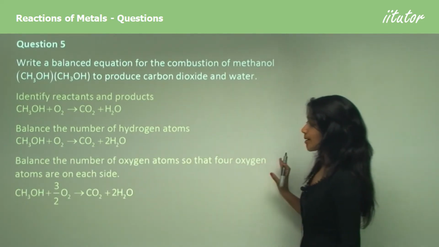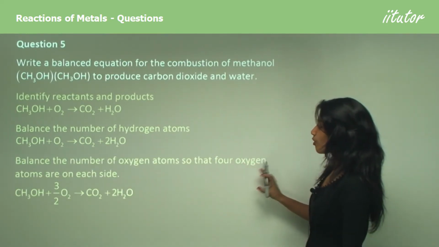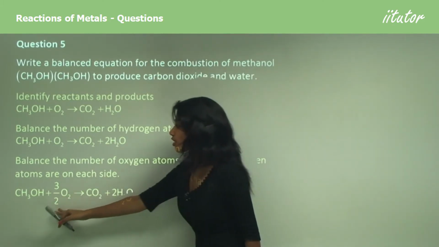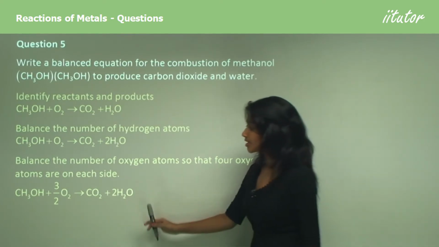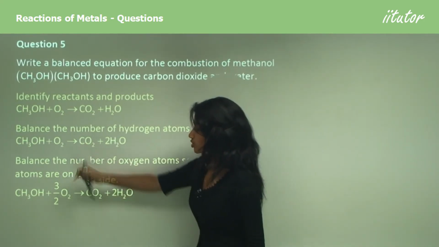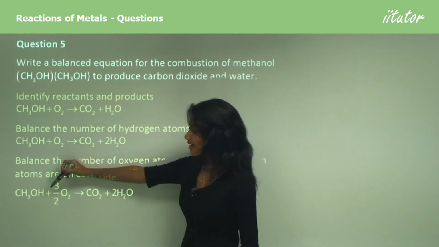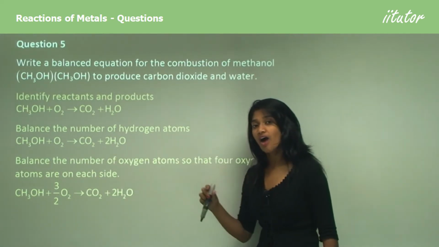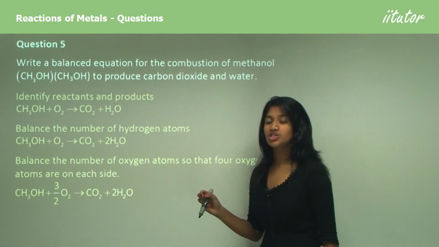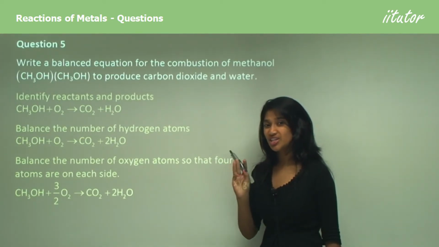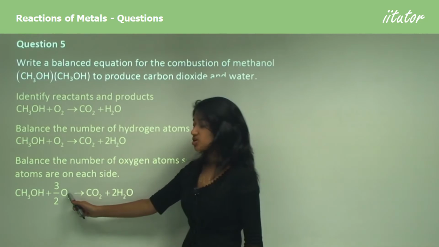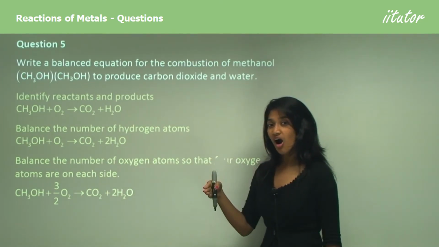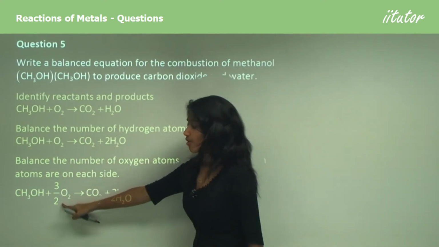Now balance the number of oxygen atoms so that the 4 oxygen atoms are on each side. So you would have 4 oxygen atoms on each side. Now that's the thing. When you're going to balance it, you would have a fraction coming along, because you only want 1.5 molecules of oxygen. In other words, you only want 3 oxygen atoms, but oxygen occurs in a molecule of 2. That means you would need 1.5. So you would write 3 over 2.